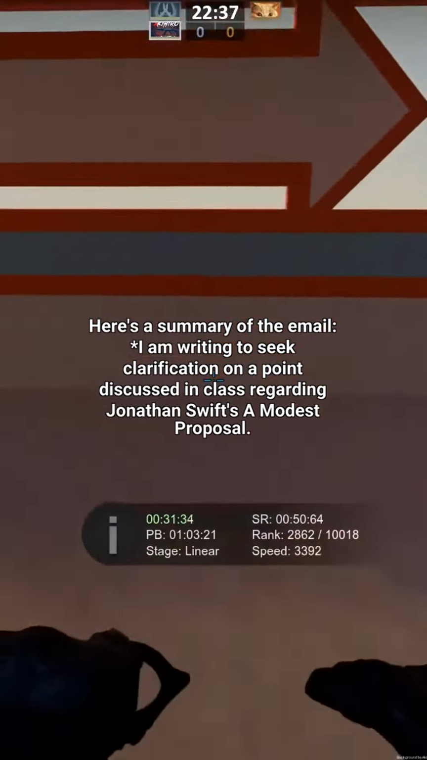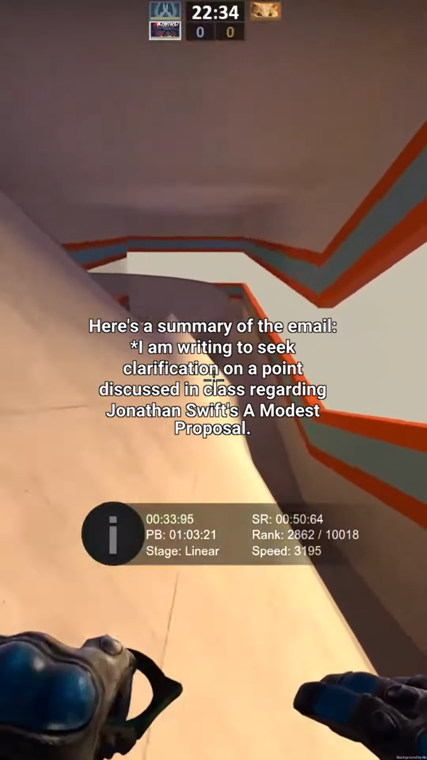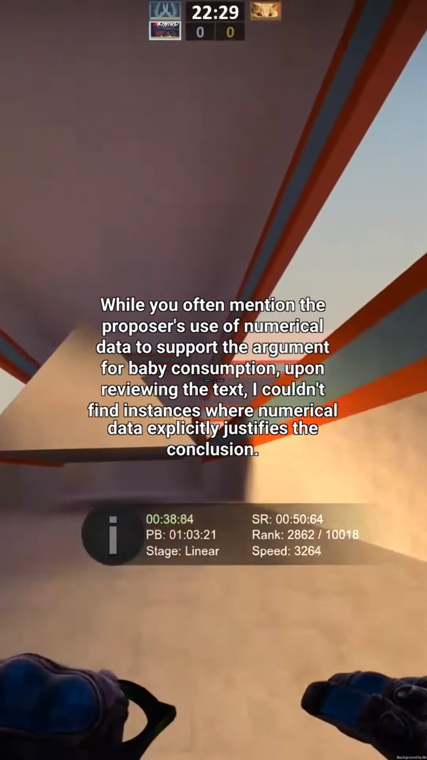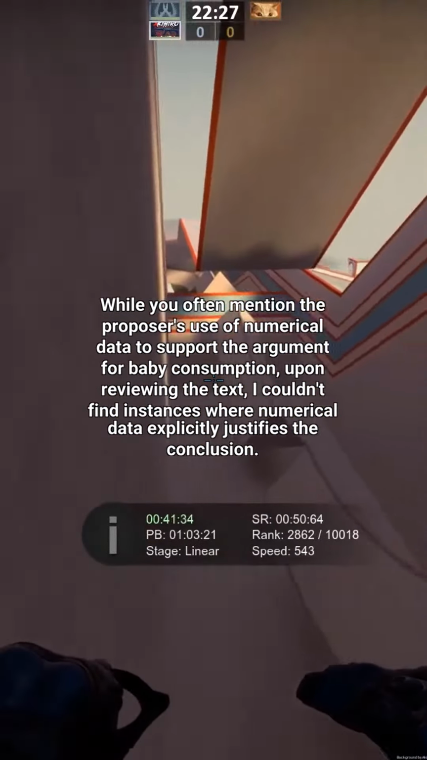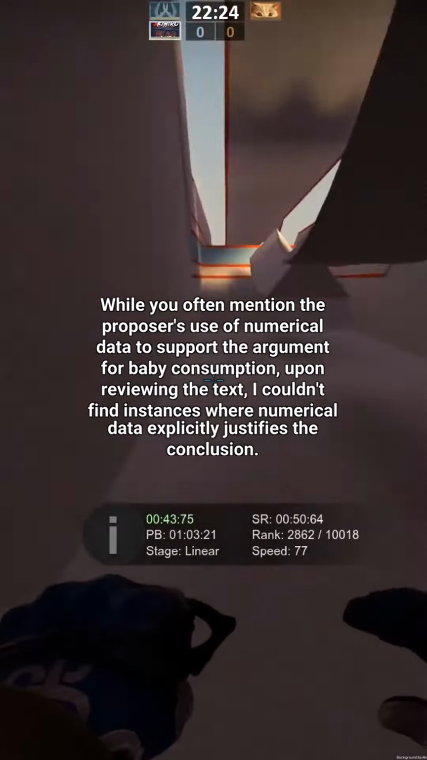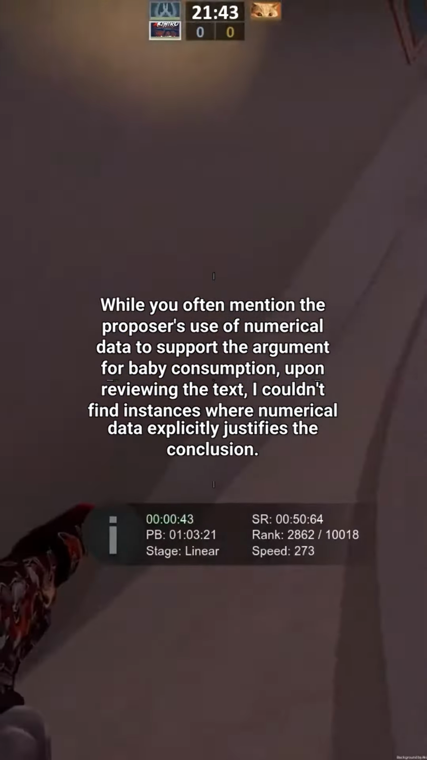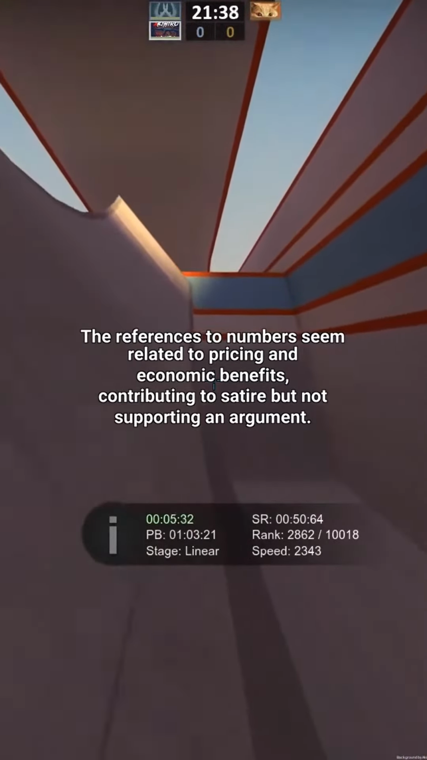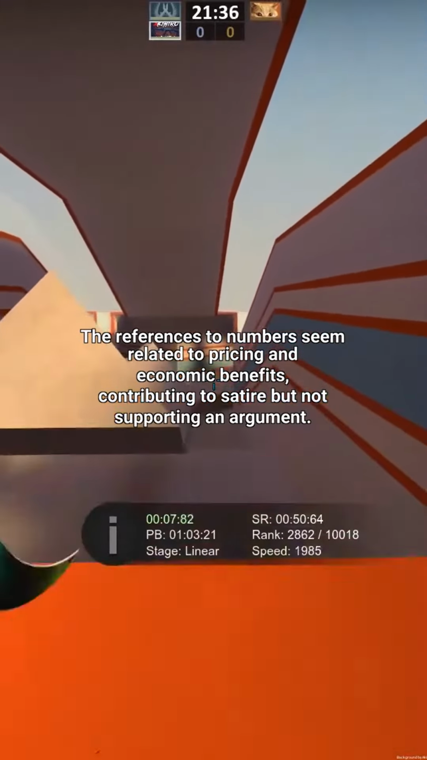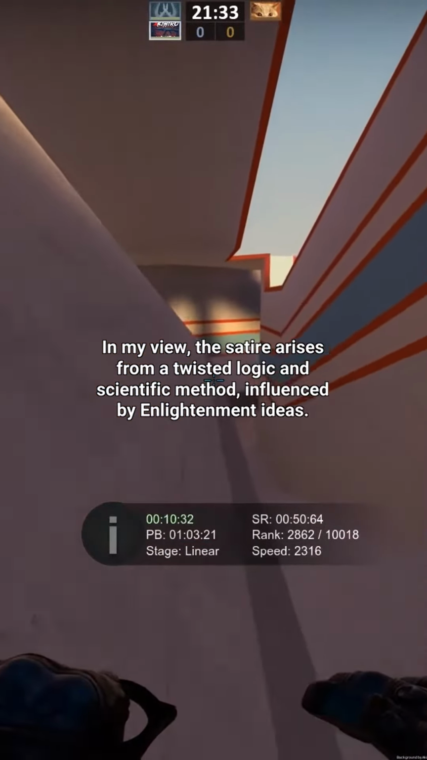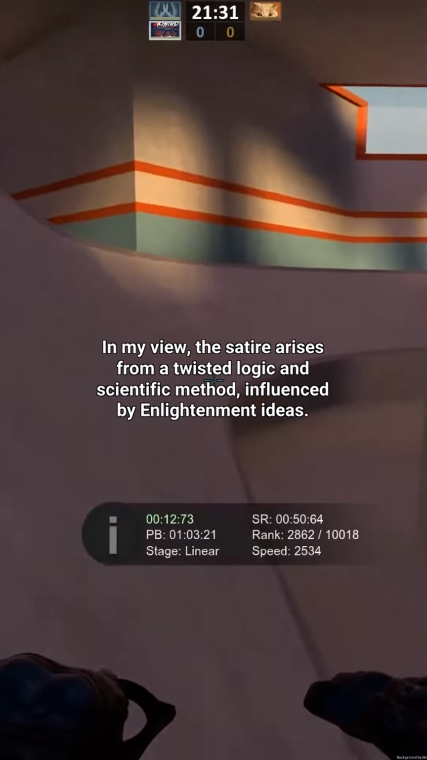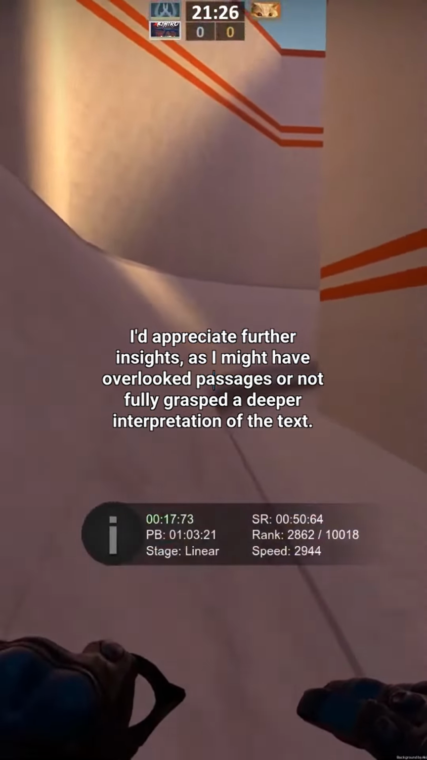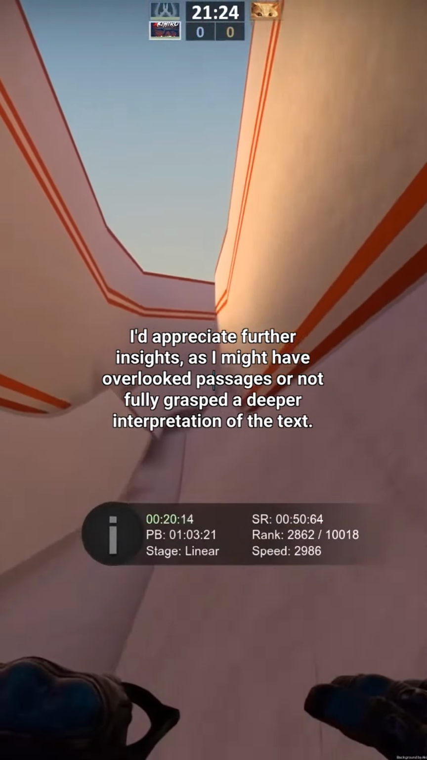Here's a summary of the email I am writing to seek clarification on a point discussed in class regarding Jonathan Swift's A Modest Proposal. While you often mention the proposer's use of numerical data to support the argument for baby consumption, upon reviewing the text, I couldn't find instances where numerical data explicitly justifies the conclusion. The references to numbers seem related to pricing and economic benefits, contributing to satire but not supporting an argument. In my view, the satire arises from a twisted logic and scientific method, influenced by Enlightenment ideas. I'd appreciate further insights, as I might have overlooked passages or not fully grasped a deeper interpretation of the text.